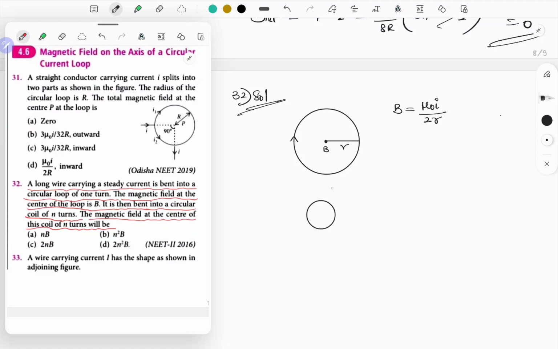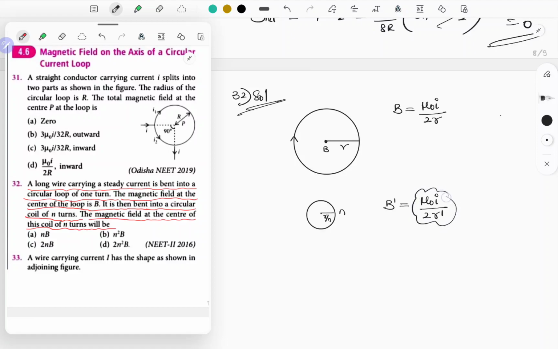So look at this. Now the same coil is reduced into n number of coils. Its radius is reduced by n. And how many turns are there? N number of turns are there. Now tell me, what's the formula for the new magnetic field? So let's say this is B dash. New magnetic field is mu naught I by 2r dash.